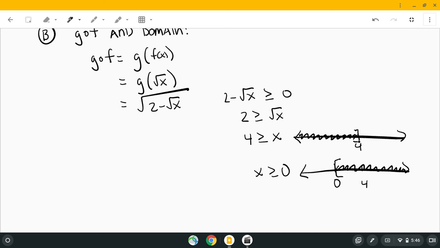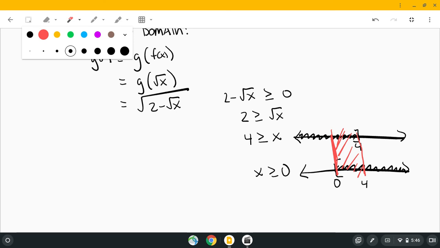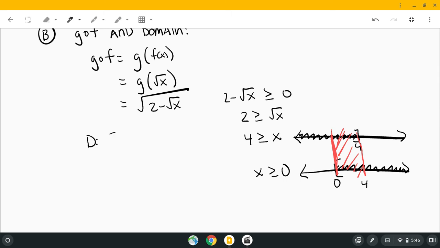Here we need to do the intersection, what they have in common. Okay, what they have in common is the final domain. So what do they have in common? Well, let me get a different color. What they have in common looks like starting from here, 0 to 4. That's the only stuff that they have in common. So that's going to be our final domain, 0 to 4.